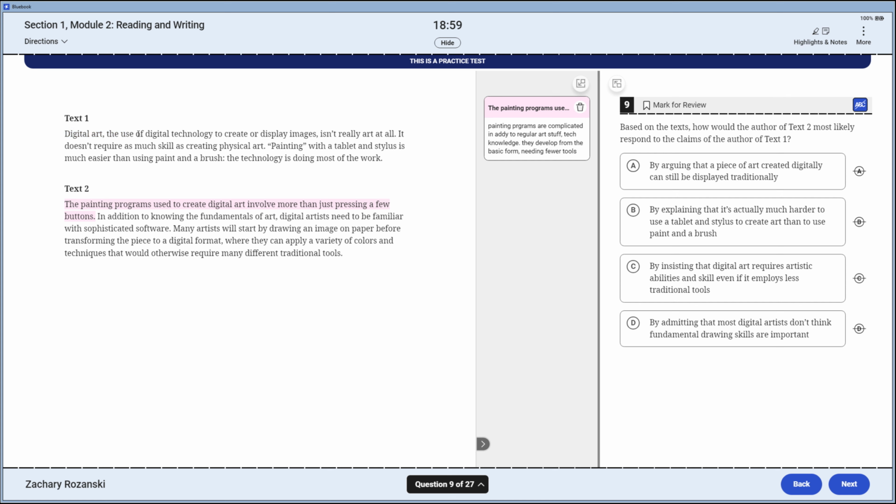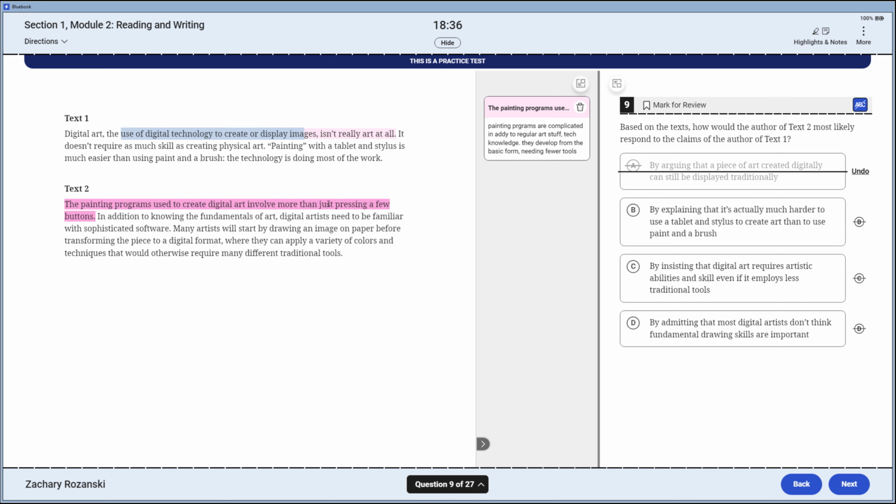Digital art, the use of digital art isn't really art at all. Ooh, spicy. I know that this is the initial claim. I'm going to immediately go for the shots fired to our digital kids. Text 1 hates you, but I love you, so everything's fine. By arguing that a piece of creativity can still be displayed traditionally. No, this guy's argument is that digital art is poopy. That falls. By explaining that it's actually much harder to use a tablet.